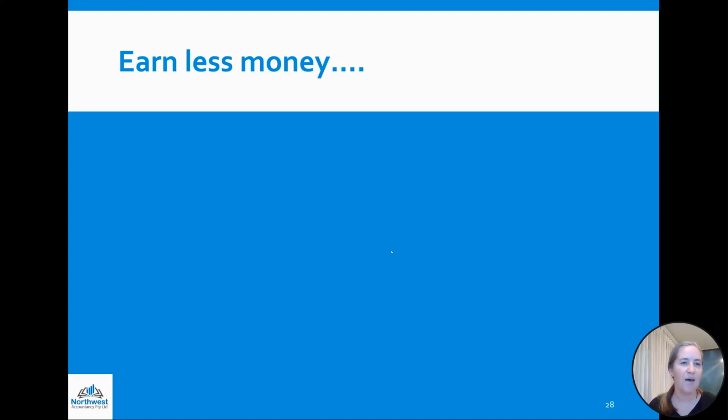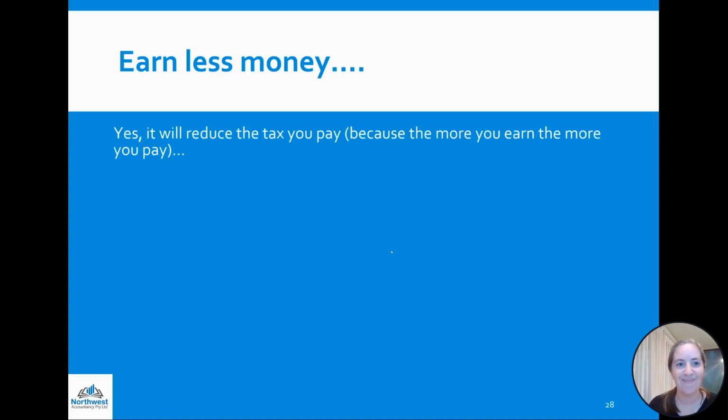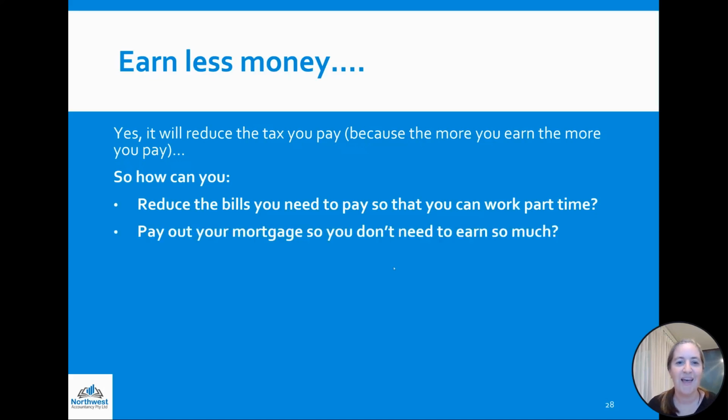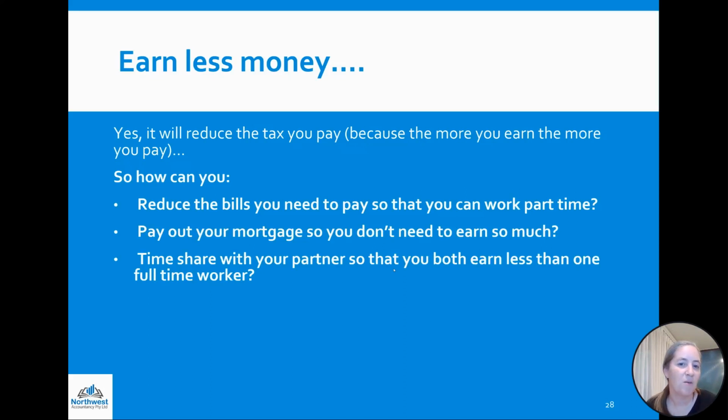My last little tongue-in-cheek: you want to pay less tax? Well, earn less money, because it will reduce the tax you pay, because the more you earn, the more you pay. So a final idea or way to think about it: how can you reduce the bills that you need to pay so that you can reduce your work, get paid less? Can you work part-time and still live? How can you pay out your mortgage so you don't need to earn so much? How can you timeshare with your partner so that you both earn less than one full-time worker?